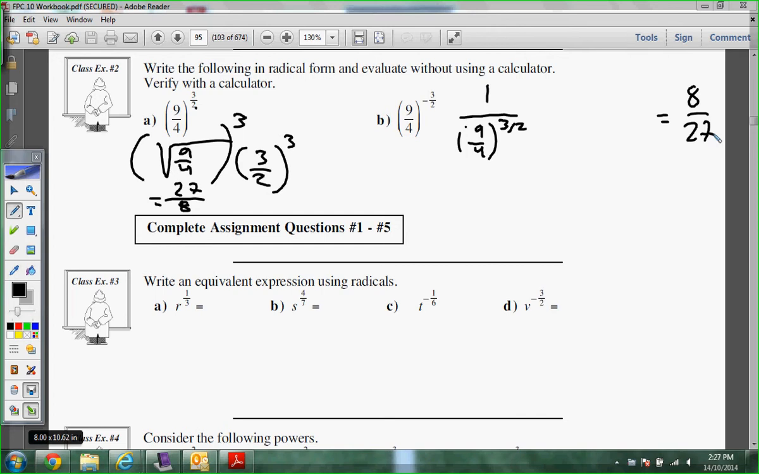Okay, so let's do this here. So we're going to do the square root of 9 over 4 cubed. So on the bottom, I still have a 1. Square 3 over 2.